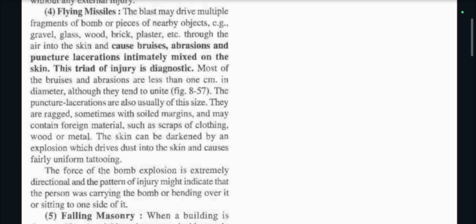Number third point, what would be the third point? The skin can be darkened by an explosion which drives dust into the skin and causes fairly uniform tattooing. So tattooing appearance would be there. Number fourth, the margins of the injury are soiled and may contain foreign material.